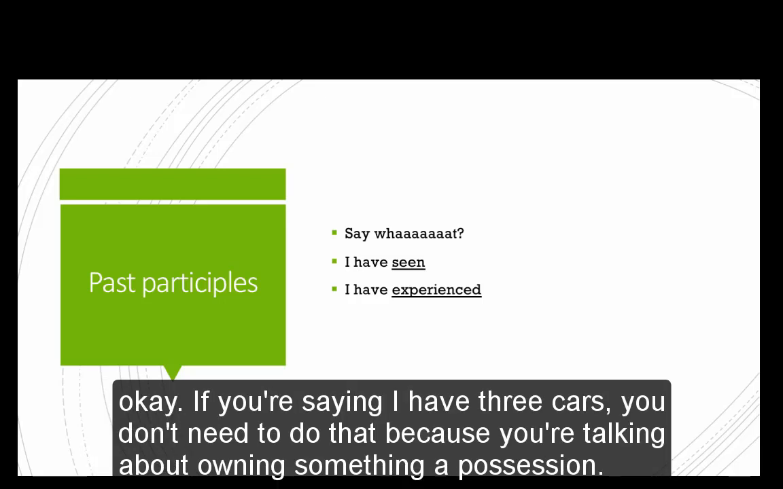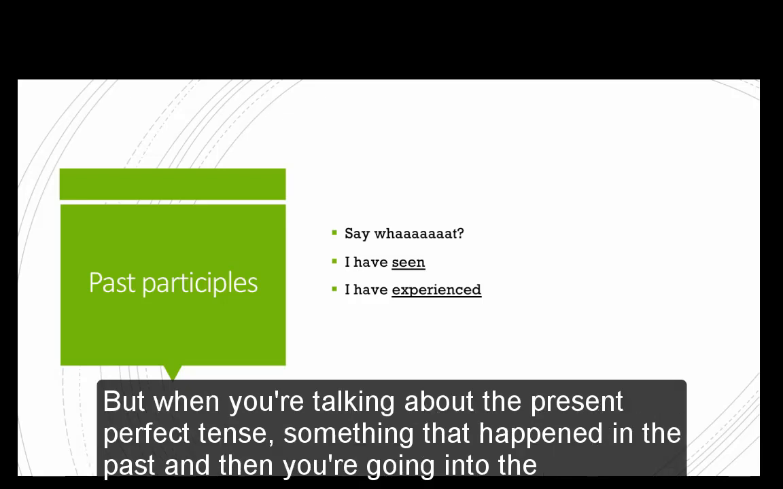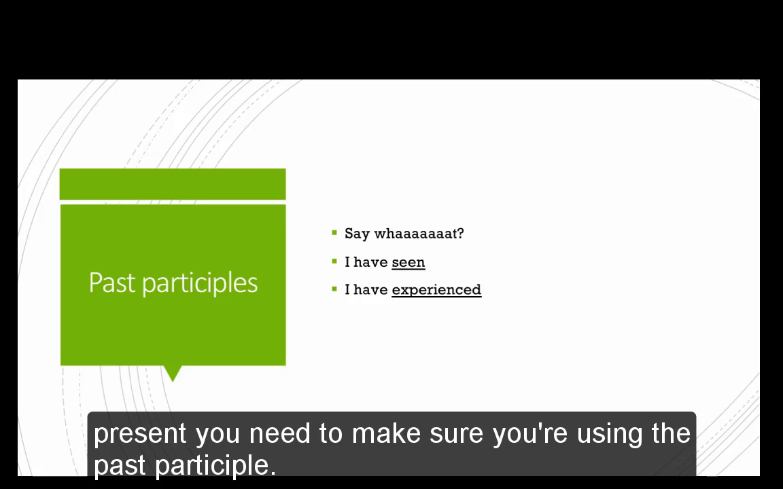If you're saying I have 3 cars, you don't need to do that because you're talking about owning something, the possession. But when you're talking about the present perfect tense, something that happened in the past and might be going into the present, you need to make sure you're using the past participle.